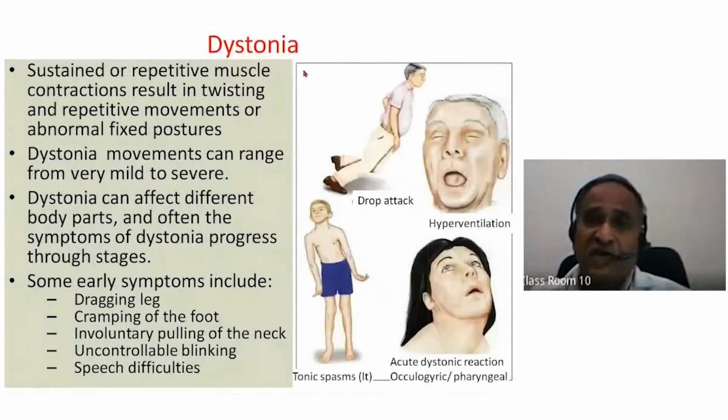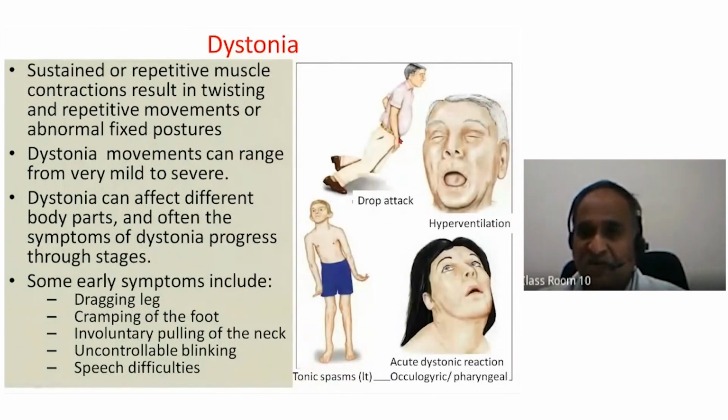This is dystonia: sustained repetitive muscle contractions resulting in twisting and repetitive movements and abnormal fixed postures. Here, the drop. Suddenly this particular limb muscle goes into a spasmodic repetitive contraction. He falls down, or there is hyperventilation. That means repetitive movements of the respiratory group of muscles. So there is hyperventilation. Here there is a left side tonic spasm.